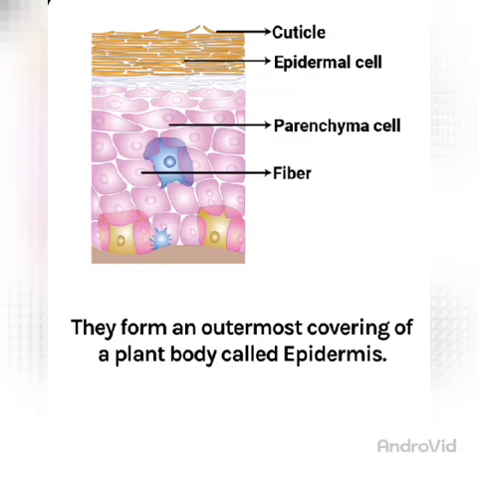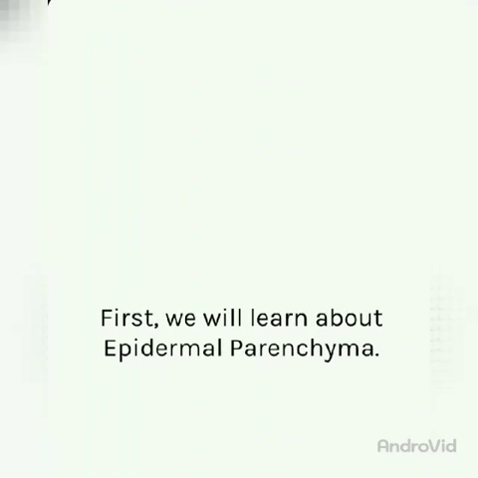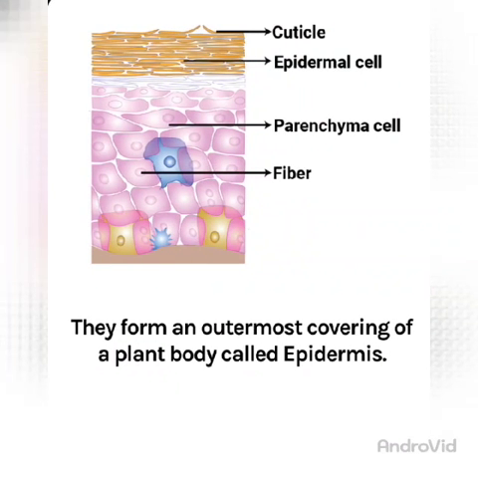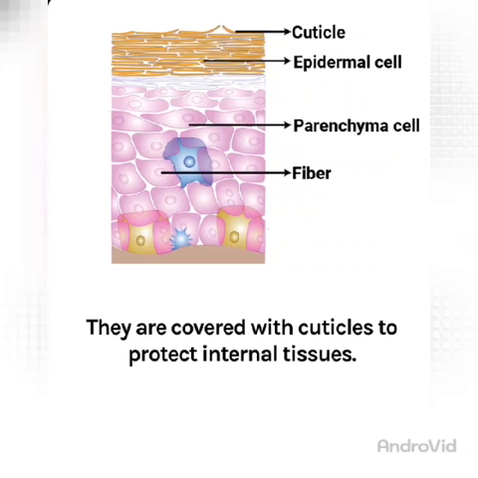After the epidermis you can see the parenchyma cells are found. This portion is called the cortical region, the cortex region of the tissue, and this cortical region is made by which kind of cells? Parenchymatous type of cells. So they form the outermost covering of the plant body called epidermis. Epidermis is what we are talking about, the epidermal parenchyma. This is the parenchyma tissue which forms the epidermis. They are covered with cuticle to protect internal tissues.